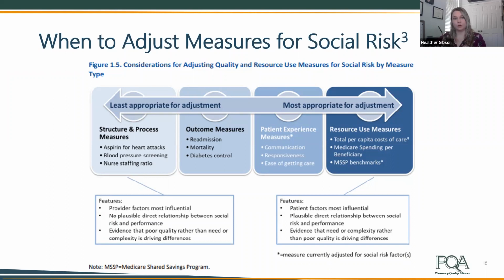And the most appropriate measures for risk adjustment, again, according to ASPE, are those where patient factors are the most influential on measure performance, where there's a plausible direct relationship between social risk and measure performance, and where there's evidence that a patient need or complexity is really the overall driver for measure performance versus any of the physician or accountable entity level factors.